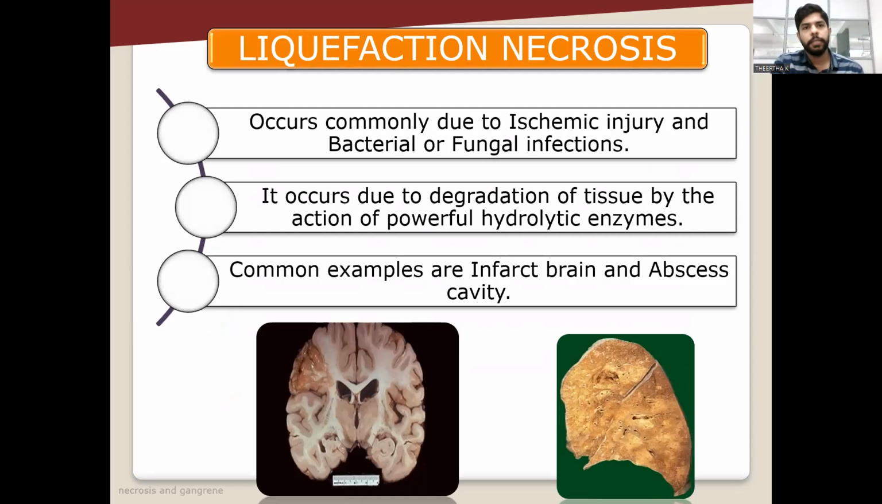Second type of necrosis is liquefaction necrosis. It occurs commonly due to ischemic injury and bacterial or fungal infections. It occurs due to degradation of the tissues by the action of powerful hydrolytic enzymes. The common examples of liquefaction necrosis are gangrene and abscess cavity.